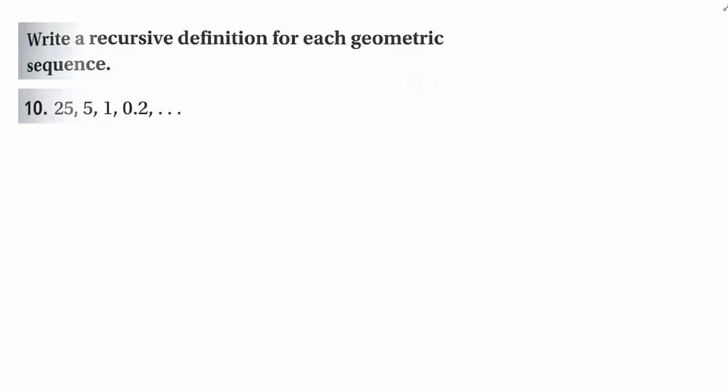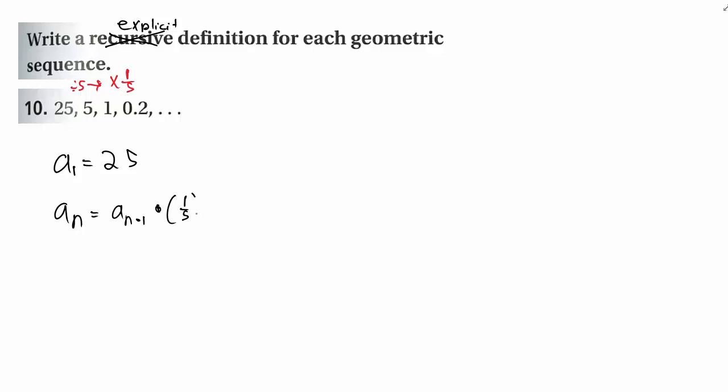For number 10, again, I'm going to do this a little faster. I don't want you to focus on recursive. I want you to actually be more familiar with explicit. But the recursive sequence would be this. The first term is 25, and to get the next term, you take the previous term and you multiply it by, let's see, what are we multiplying by? Well, it actually seems like we're dividing. If we're dividing by 5, that means we're really multiplying by 1/5. So your common ratio is going to be 1/5. There's your recursive sequence.